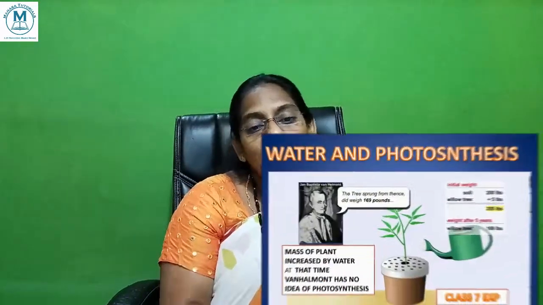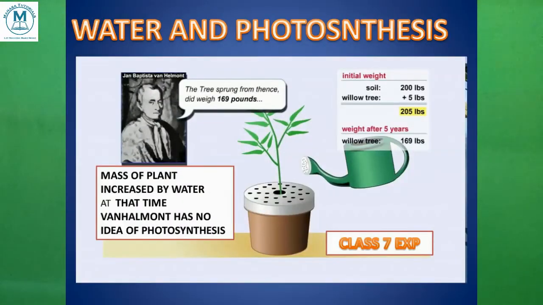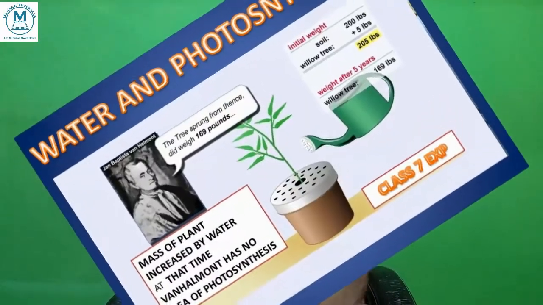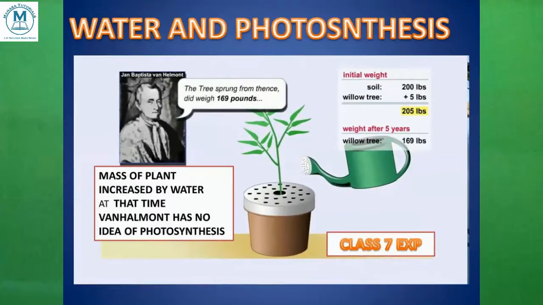What is that? He planted a plant, and when he was giving water, after a few years he again weighed the mass of the plant. Then he found the mass of the plant had increased, and he said that the mass of the plant is increased by water. Understood? What did Van Helmont say? Mass of the plant is increased because of water. But actually at that time he was not aware of photosynthesis.